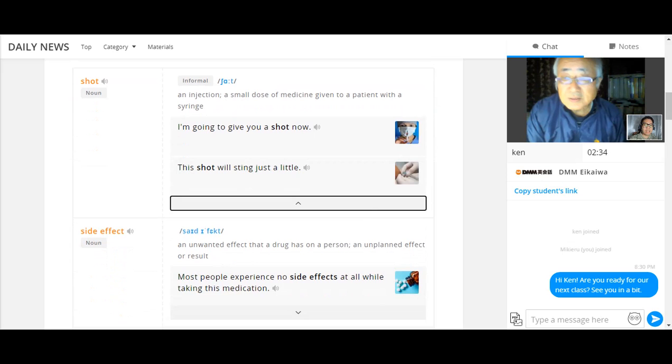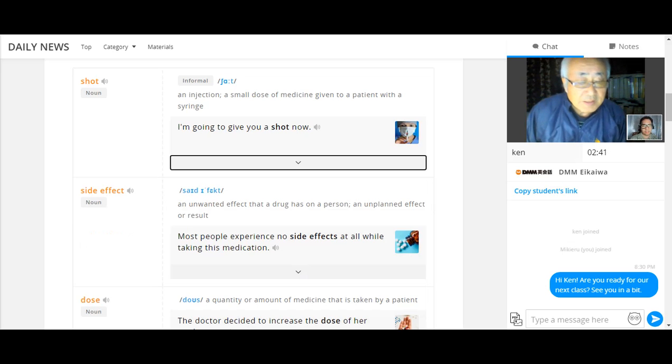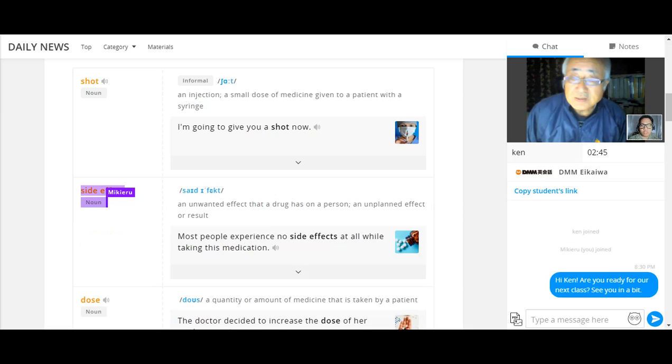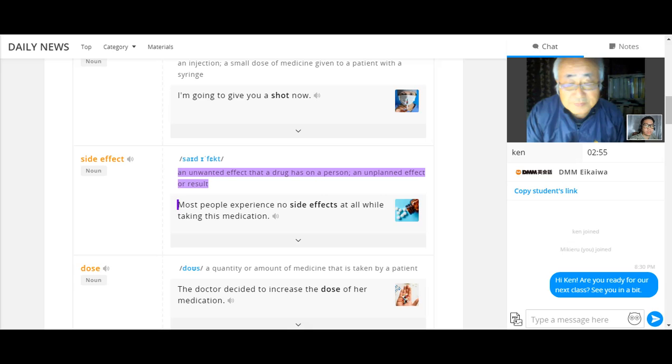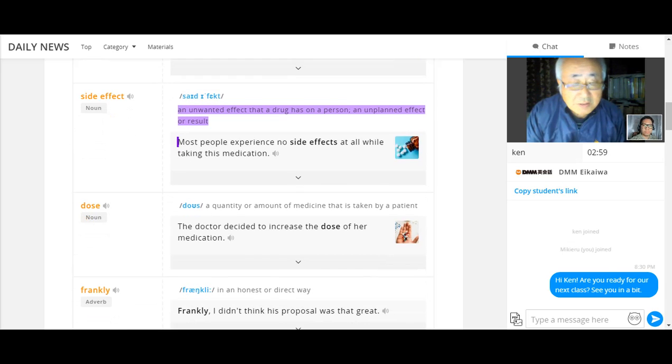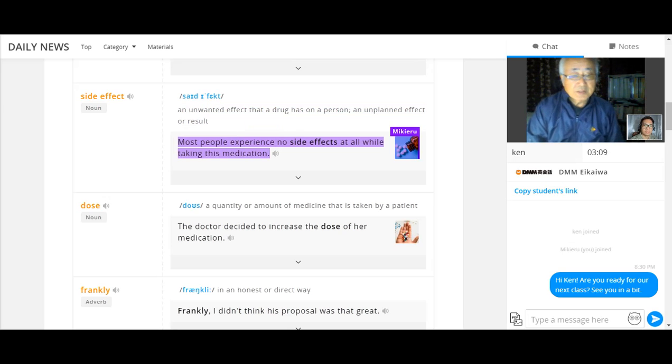Would you like to read the other examples? No need to read this, just one is enough. Okay, so next word is side effect. Side effect: an unwanted effect that a drug has on a person, an unplanned effect or result. Most people experience no side effects at all while taking this medication.